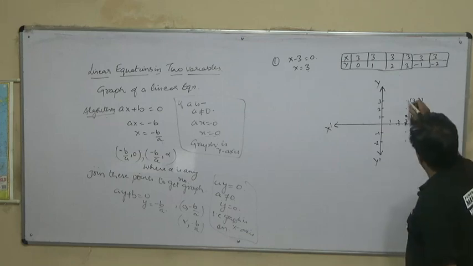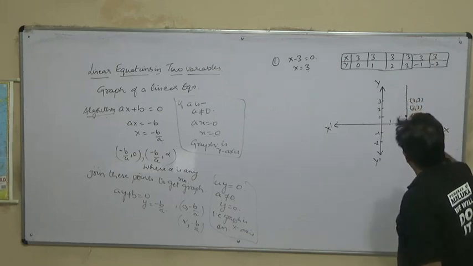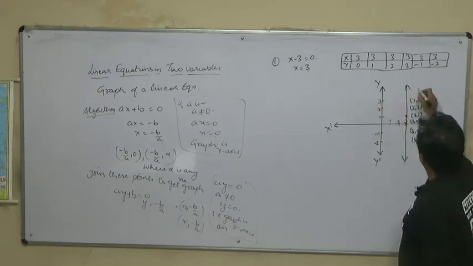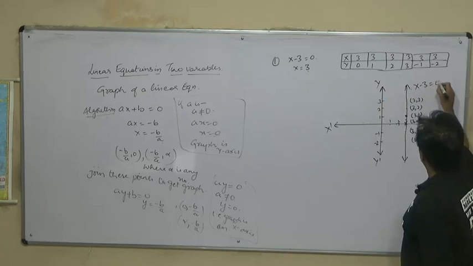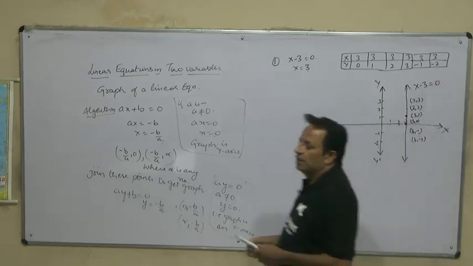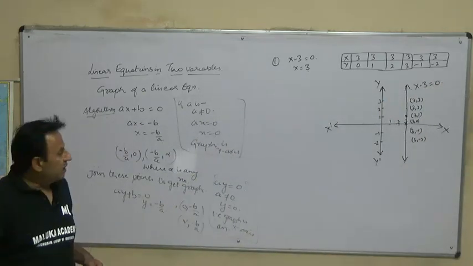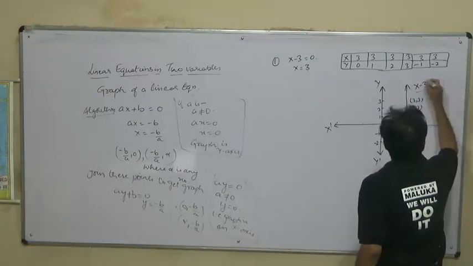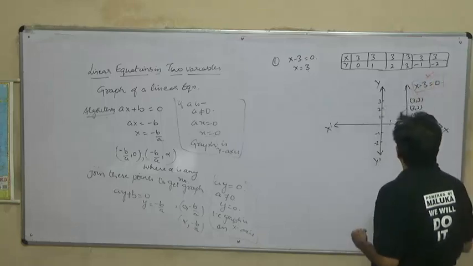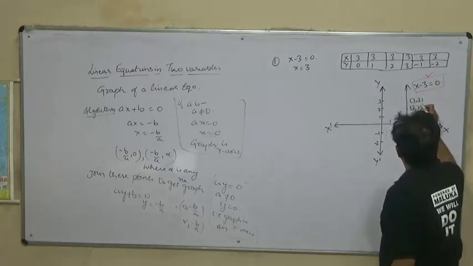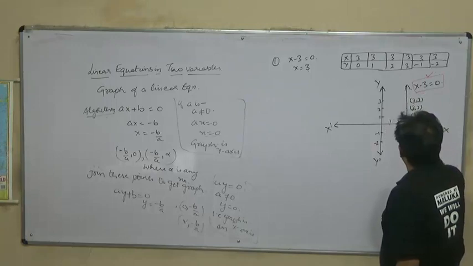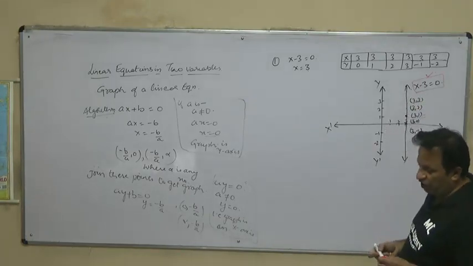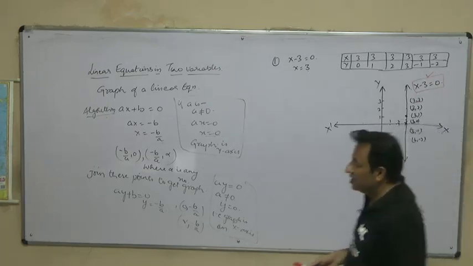Now, what will be our graph? Our graph will be to join all these points, and this will be the graph of the line x minus 3 is equal to 0. We can indicate this by a different line. This is a line which represents x coordinate as 3 in all, while the y coordinate may change.